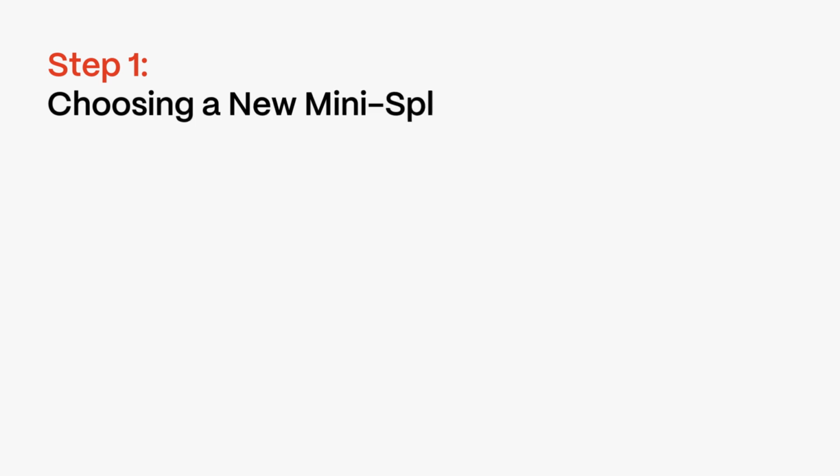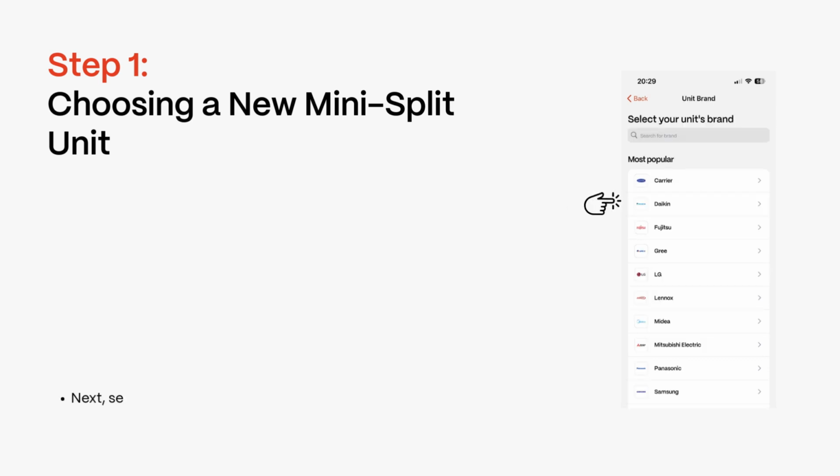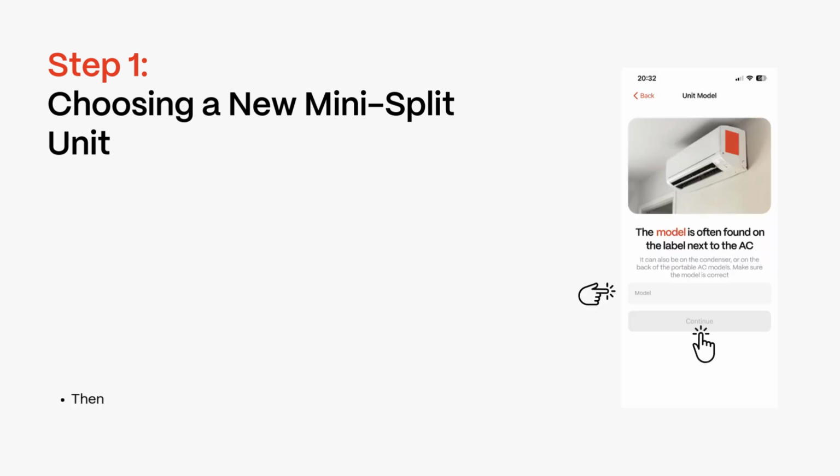Step 1. Choosing a new mini split unit. First, select the mini split unit type, split, mini split, portable, etc. Next, search for and select the mini split unit's brand from the list. Then enter the model number of the mini split unit and tap Continue.